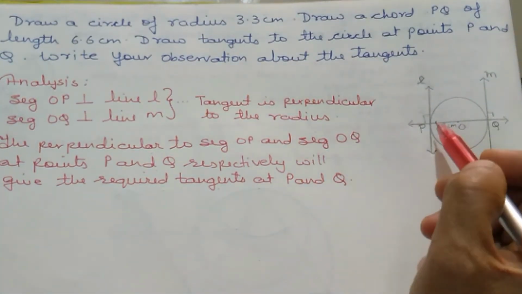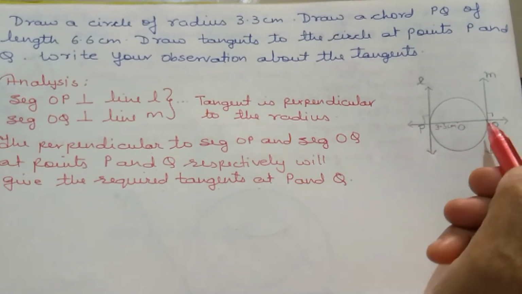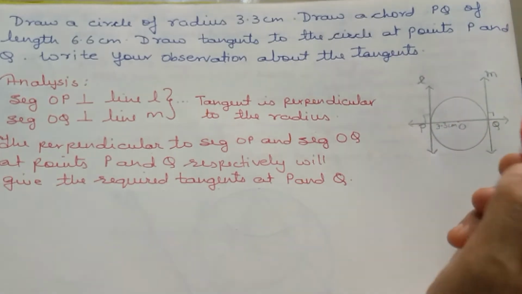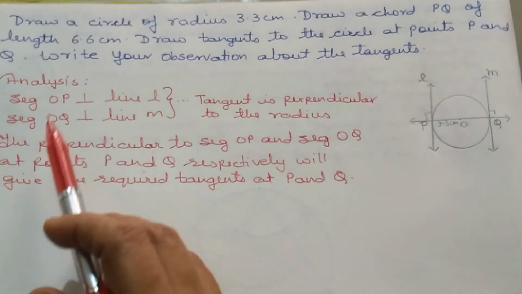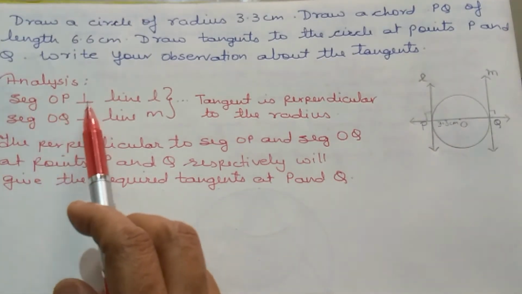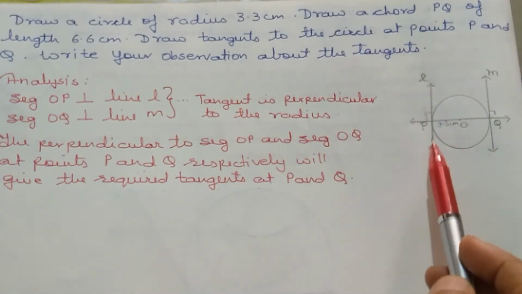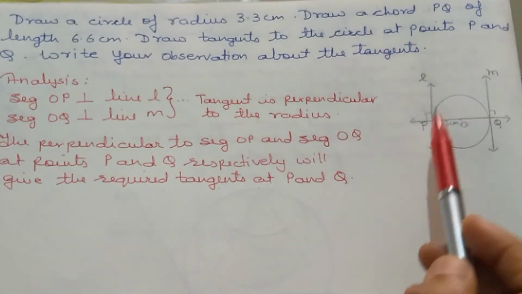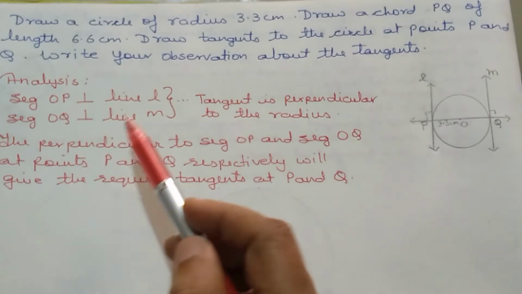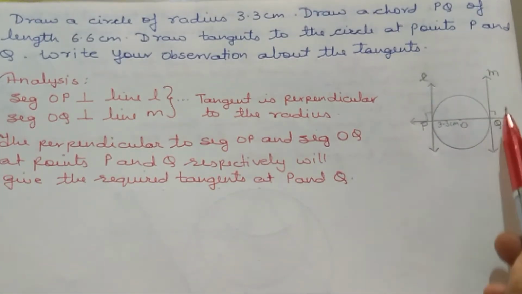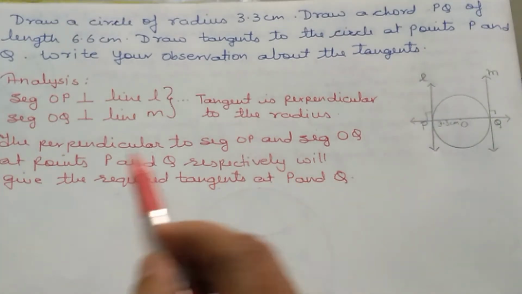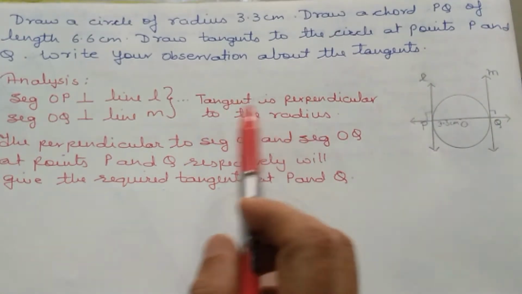That means at the end of P, chord PQ, P and Q of chord PQ. So analysis, like the first sum, segment OP is perpendicular to line L, that is this line from the tangent passing through point P, and segment OQ is also perpendicular to line M, so this one that is passing through the point Q. Why? Reason, what will write: tangent is always perpendicular to the radius.